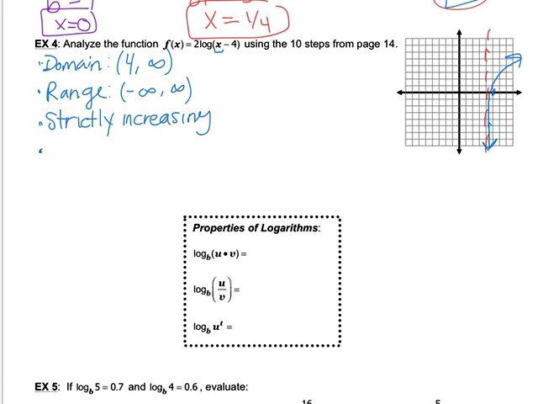Are there any maxes or mins, aka extrema? Because it's always getting smaller here, there's never going to be that smallest point. And it's always getting larger as x gets larger, so there's never going to be that largest point either. So there are no extrema.